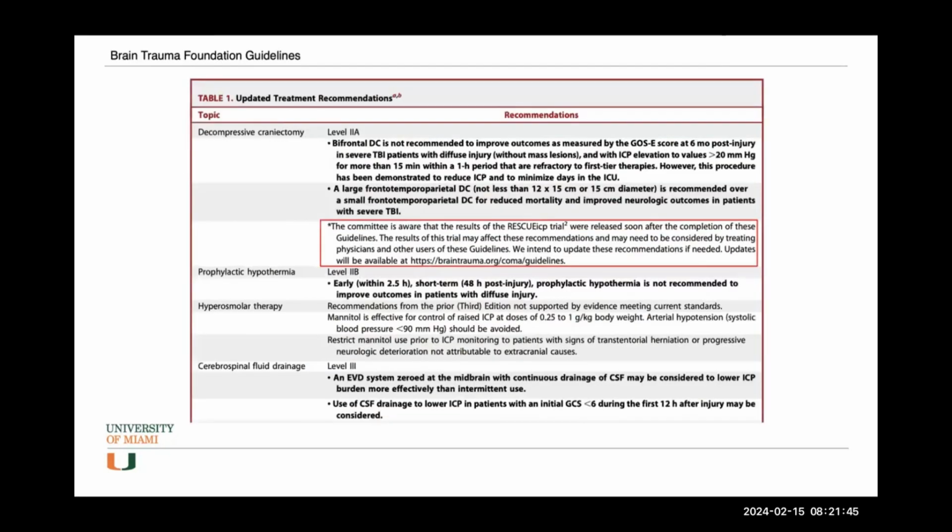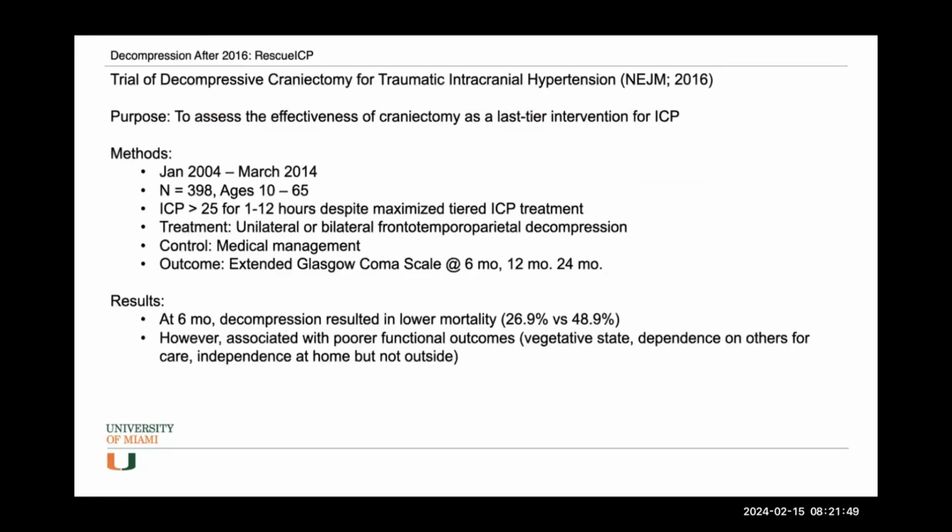This, however, was published prior to the results of the RESCUE ICP trial. So the RESCUE ICP trial came out in 2016 in the New England Journal after the guidelines had been published, and the whole goal was to assess the effectiveness of craniectomy as a last-tier intervention for ICP, as opposed to an early first-tier intervention. So this study looked at about 400 patients over a 10-year period and looked at ICP elevations above 25 for anywhere between 1 to 12 hours, despite maximized tiered ICP treatment.